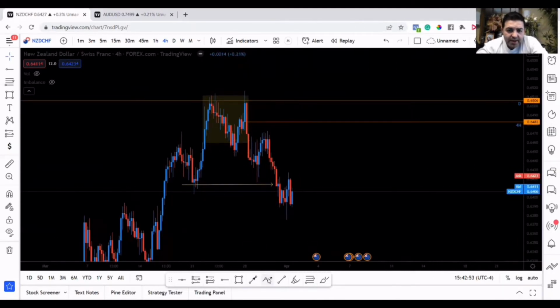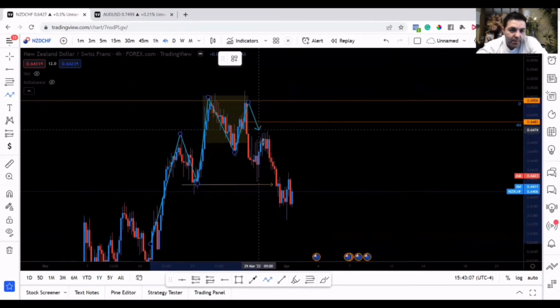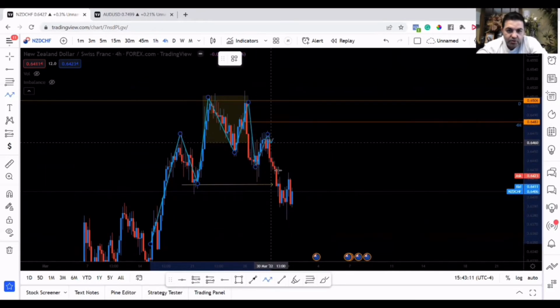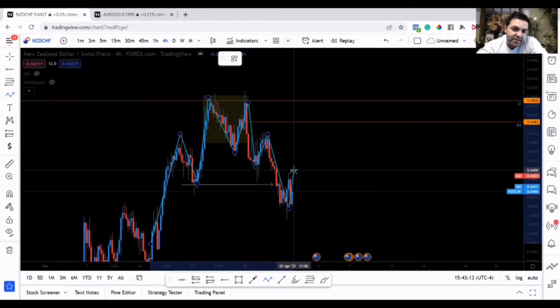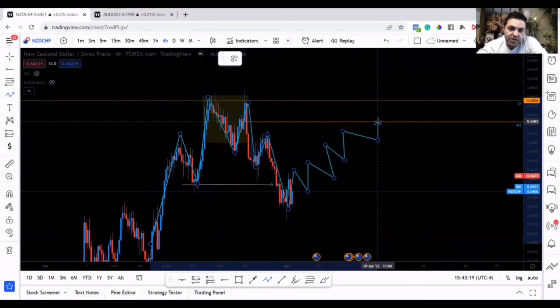And now what I'm expecting is basically 3 pushes, right? 1, 2, 3. And now it broke this 4 hour, right? It's right here, right? It broke. And now what I want to see is a nice flag here, potential here to this candle.